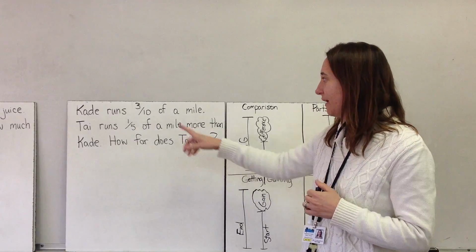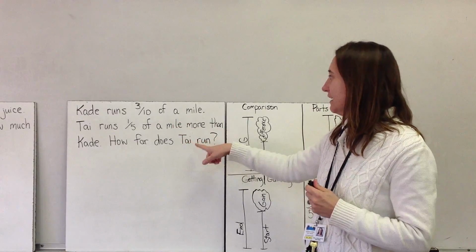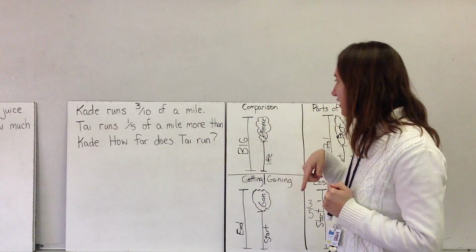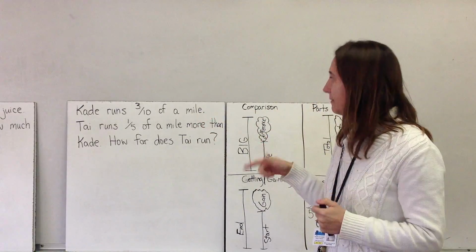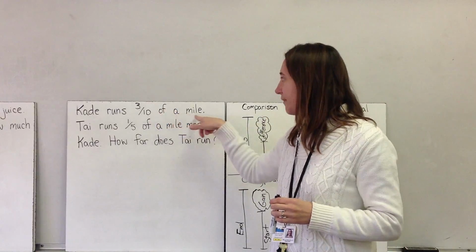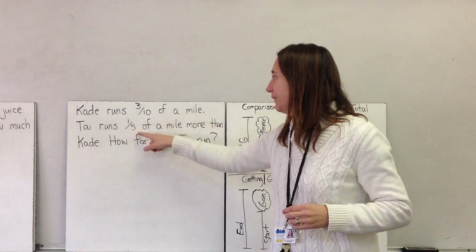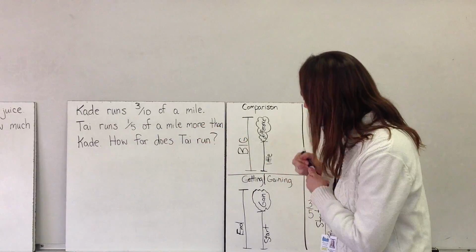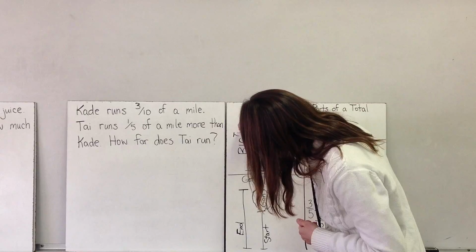So in this case, we have Ty and Cade. And one of them is going to have run further than the other one. That one's going to be the big one. So let's take a look. Cade runs 3/10 of a mile. Ty runs 1/5 of a mile more. So that means that who ran more? Ty. So he's going to be the big person here.